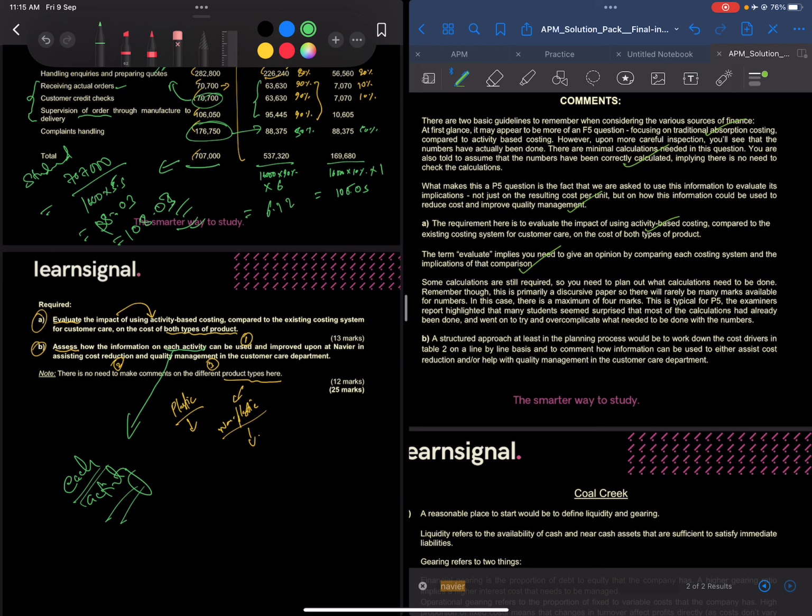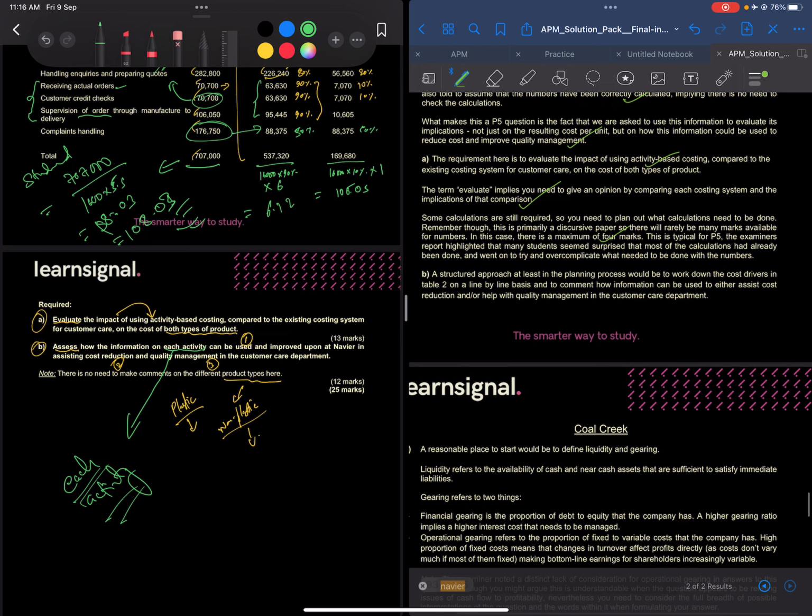Remember, this is primarily a discursive paper, so there will rarely be many marks available for numbers. In this case, there is a maximum of 4 marks. This is typical for P5. The examiner's report highlighted that many students seemed quite surprised. Most of the calculations had already been done, and they went on to overcomplicate what had been done with the numbers. The structured approach, at least in the planning process, would be to work down the cost drivers on table 2 on a line-by-line basis.